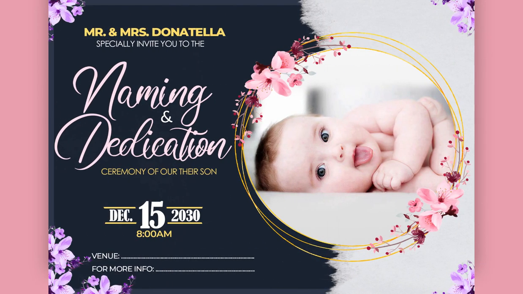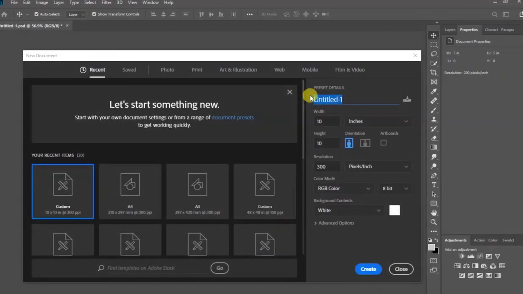This is what we are going to do. So beautiful. Okay, let's start. Let's begin by typing our title and then setting the size. We are using inches. Then horizontal. Let's create.